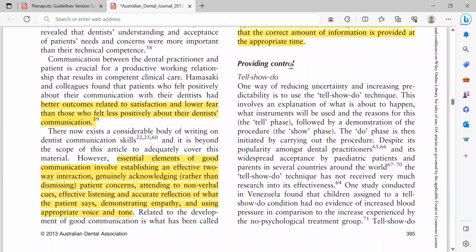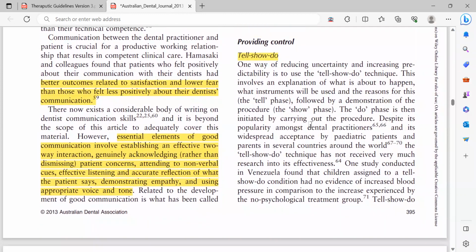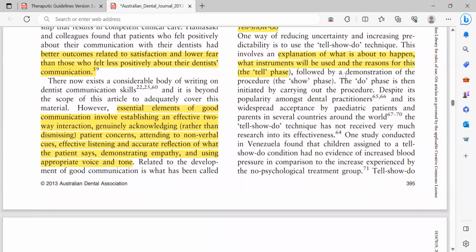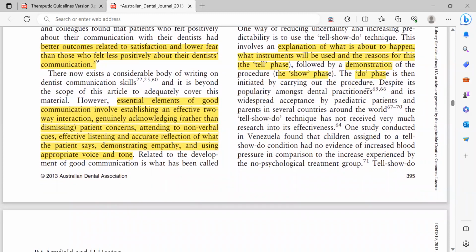So, providing control. The first step is tell, show, do. It is a very important technique and it is very helpful in combating the stress level. This involves an explanation of what is about to happen, what instrument will be used and the reason for this. This you will tell the patient, followed by a demonstration, which is the show phase. And then the do phase is initiated by carrying out the procedure.